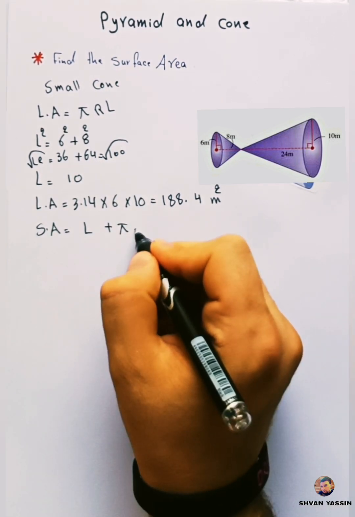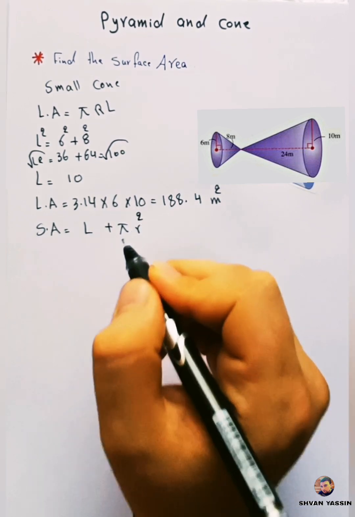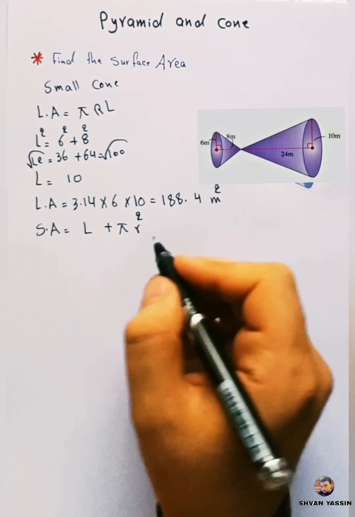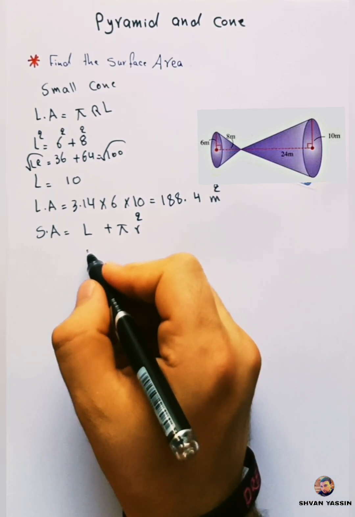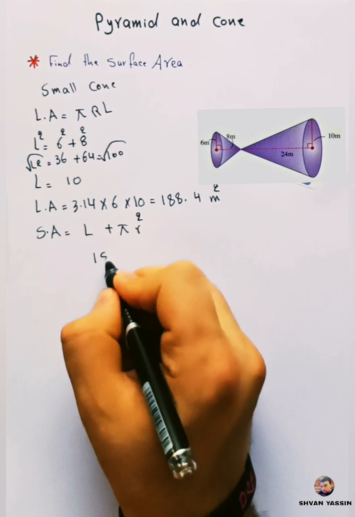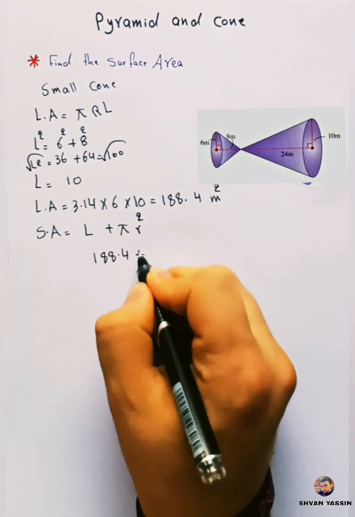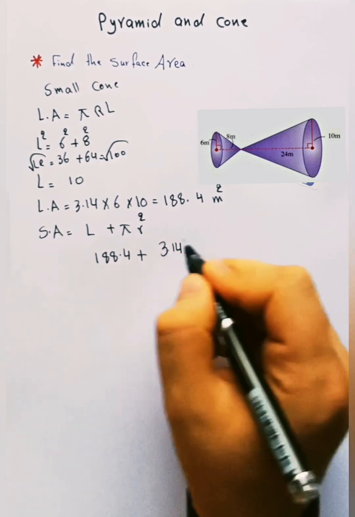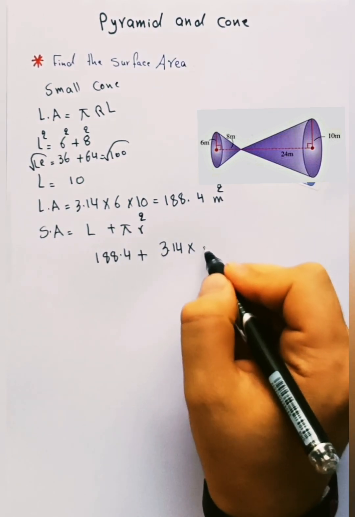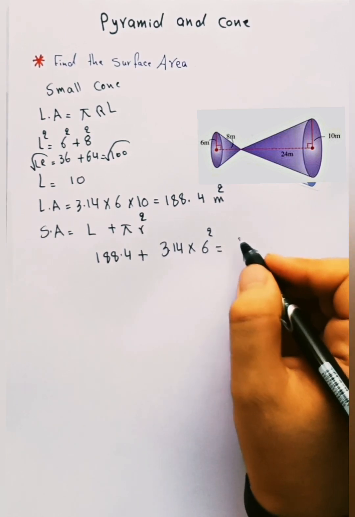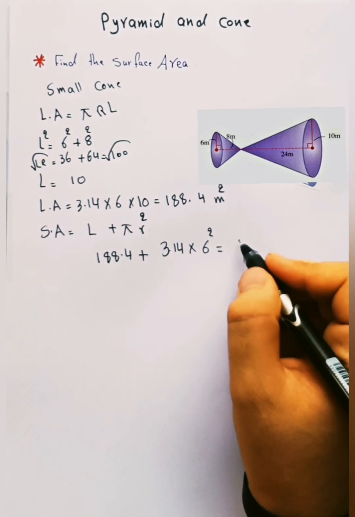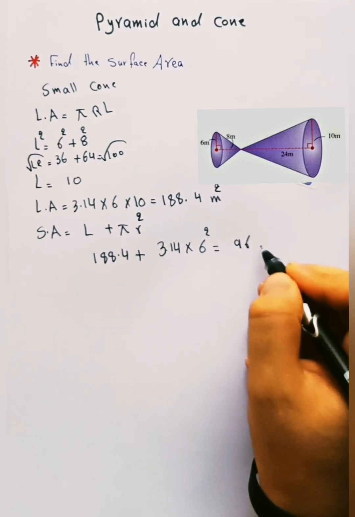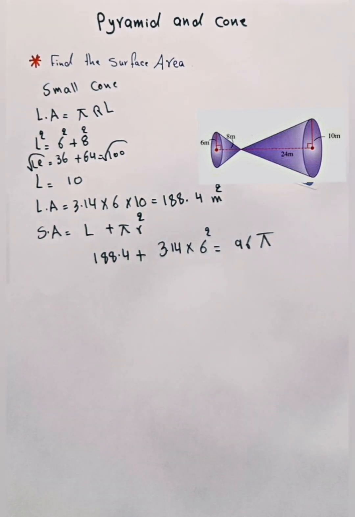After that, the surface area is equal to the lateral area plus pi r squared, because the base is a circle. So the lateral area is 188.4 plus pi, 3.14, times the radius 6 squared. So the total is 96 pi.